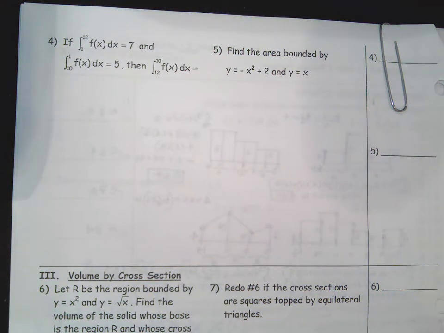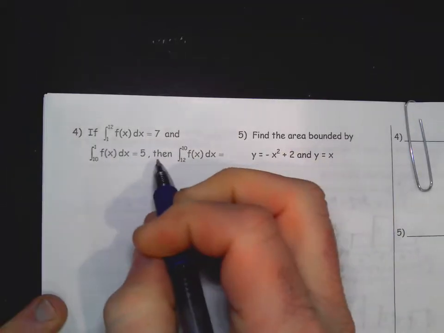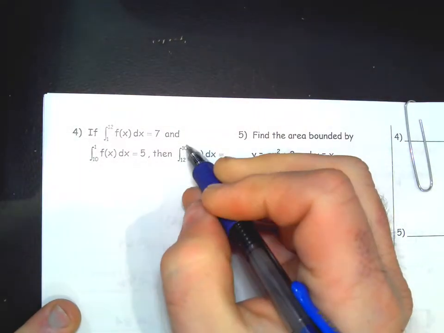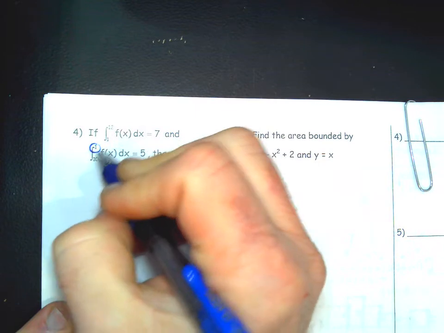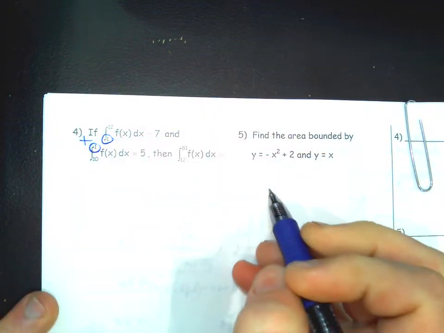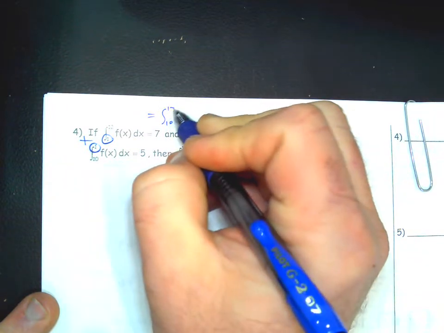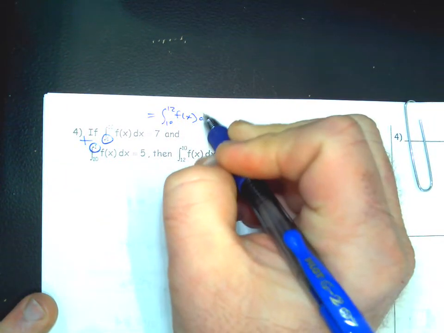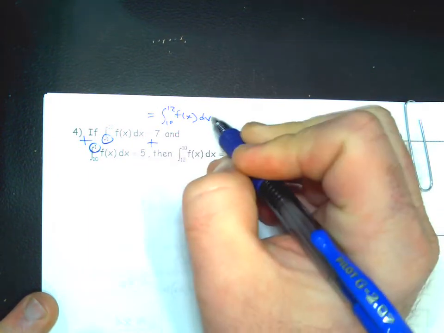We have some more area, properties of definite integrals. So this one here, we're trying to find the integral from 10 to 12. We have 10 to 1 and 1 to 2. So if the top of one matches the bottom of the other, if you add these together, you're going to get 10 to 12.